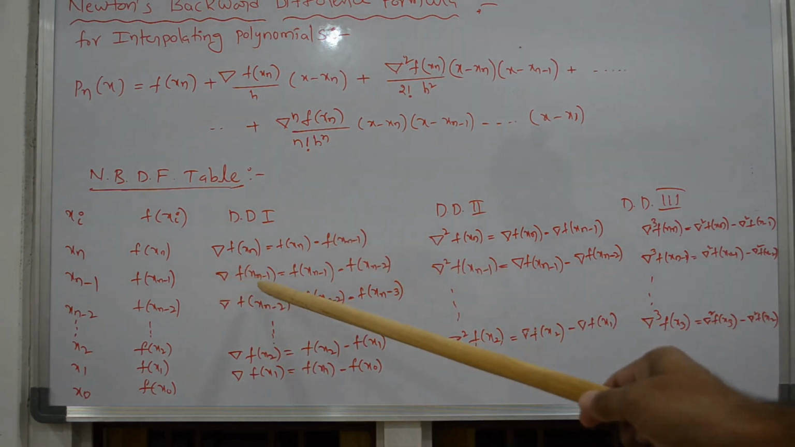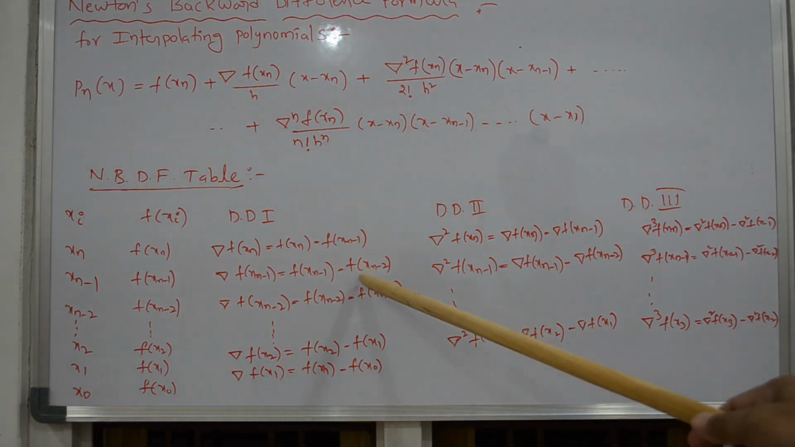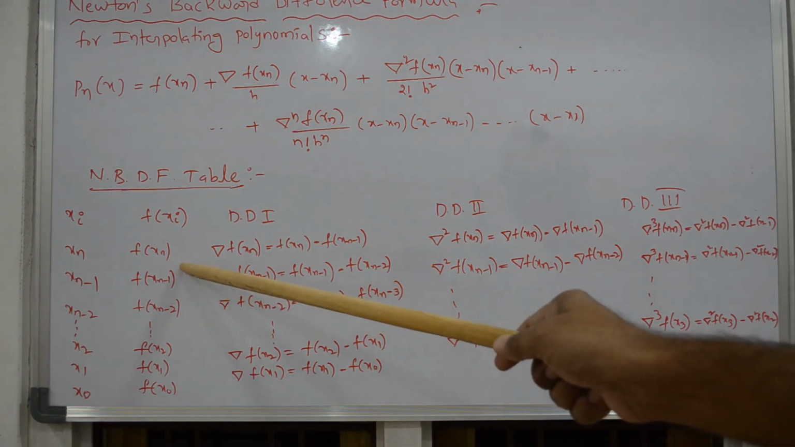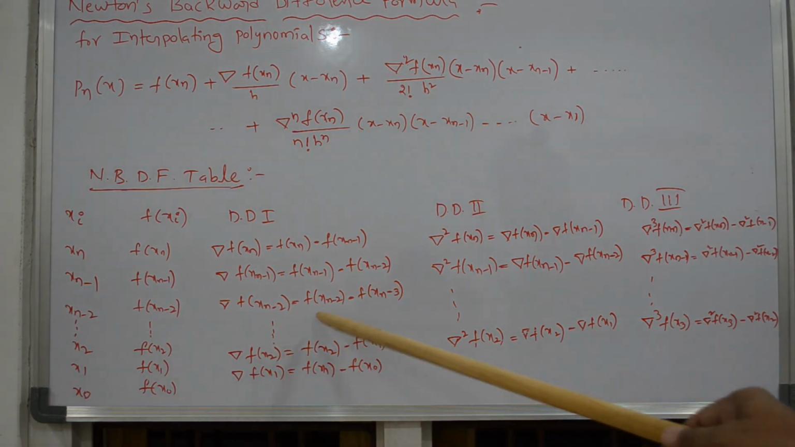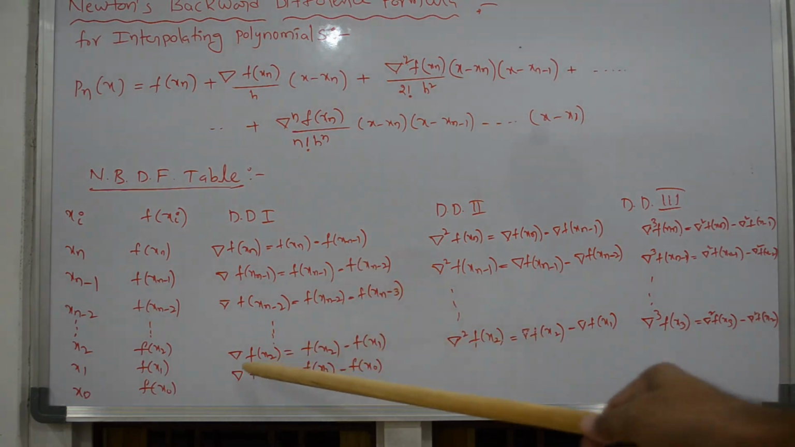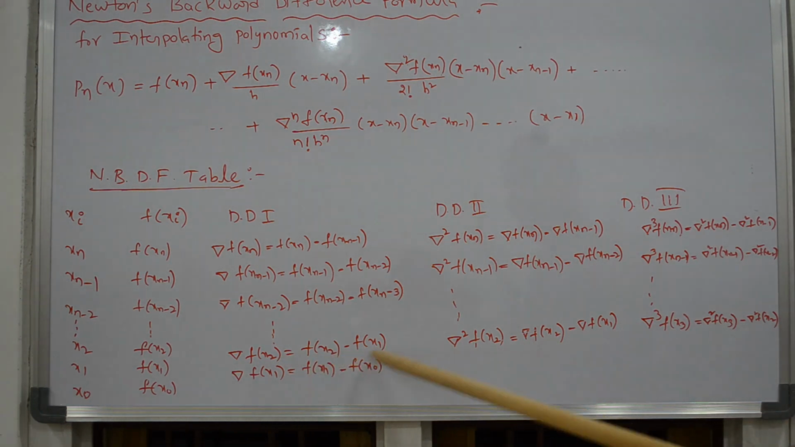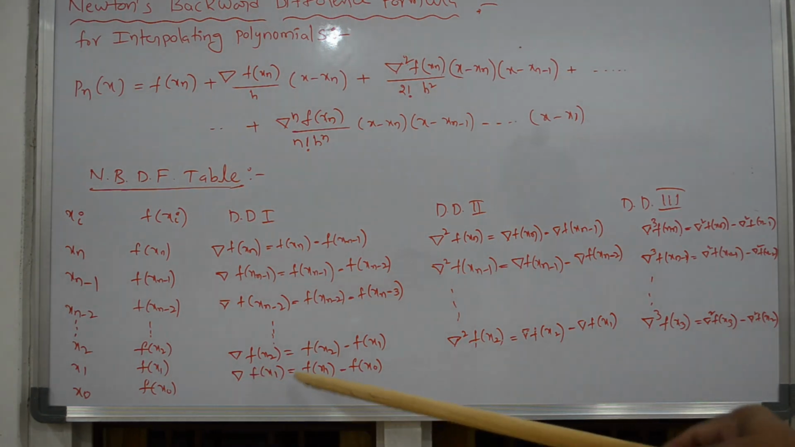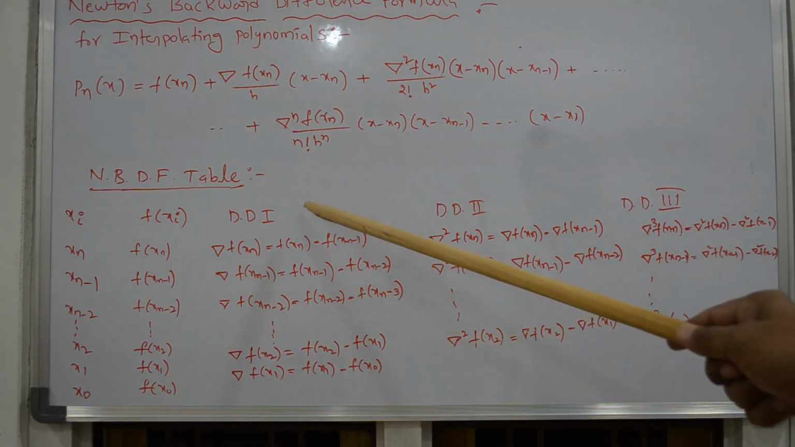So delta f of xn minus 1 is equal to f of xn minus 1 minus f of xn minus 2. Then similarly delta f of xn minus 2 is equal to f of xn minus 2 minus f of xn minus 3, and so on. Delta f of x2 is equal to f of x2 minus f of x1. Then delta f of x1 is equal to f of x1 minus f of x0. This is divided difference 1.